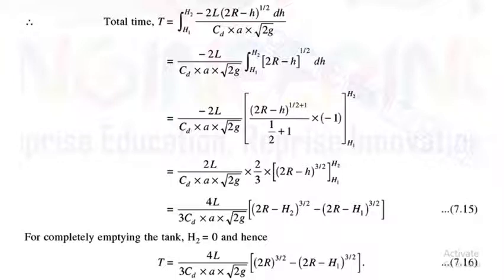And we know that for emptying the tank, h2 must be 0, that is the height of the water must be 0. So here we substitute h2 as 0. We get 4L by 3 CD a square root of 2g into (2R) raised to 3 by 2 minus (2R minus h1) raised to 3 by 2.